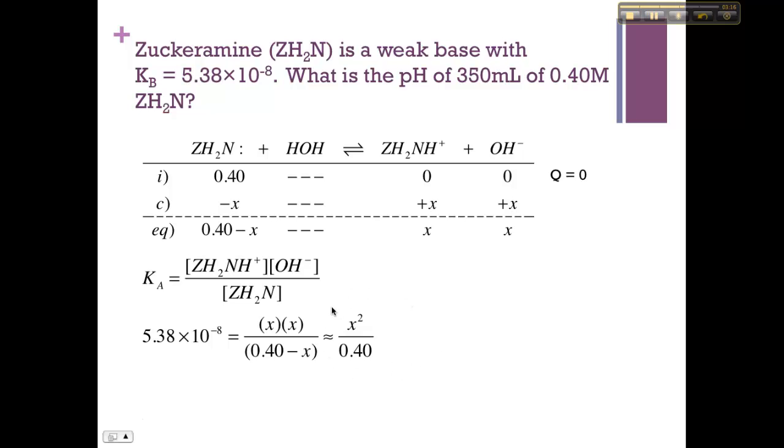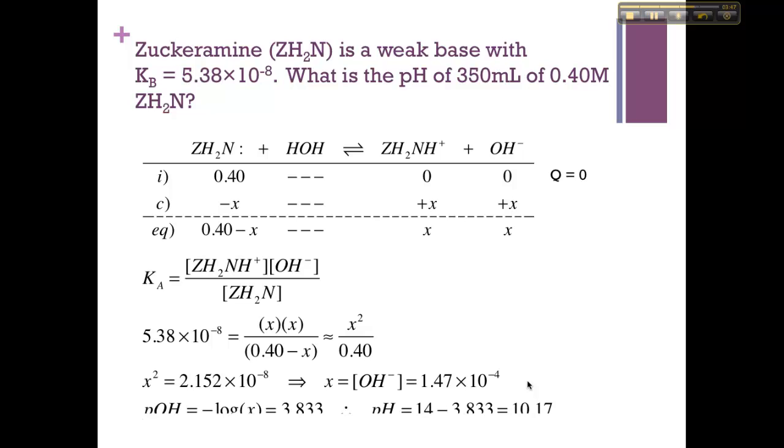All right, so now that we've made that approximation, we can just multiply the 0.4 right here on both sides, so we end up with X squared equals 0.4 times the 5.38 times 10 to the minus 8, and we get this lovely little answer. Take the square root, and we notice that that square root is going to give us X, and X is equal to OH minus concentration, so we get 1.47 times 10 to the minus 4th molar. There should be an M there.